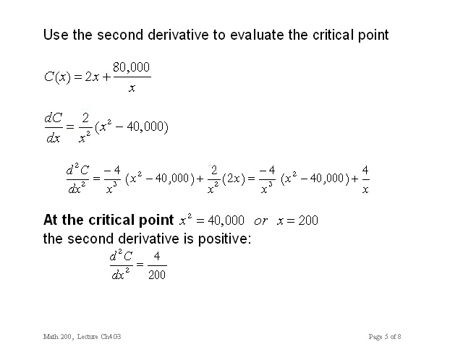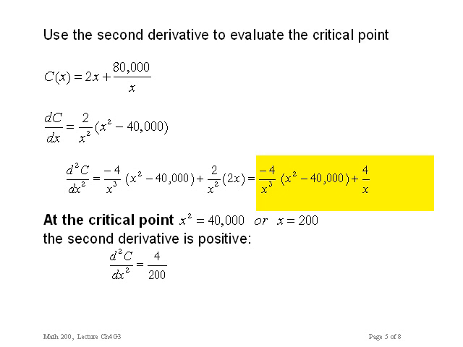Now I can put it all together. So the second derivative equals minus 4 over x cubed times x squared minus 40,000 plus 4 over x. And I want to know the sign of the second derivative. If the second derivative is positive, then this is a local minimum. If the second derivative is negative, this critical point would be a local maximum.